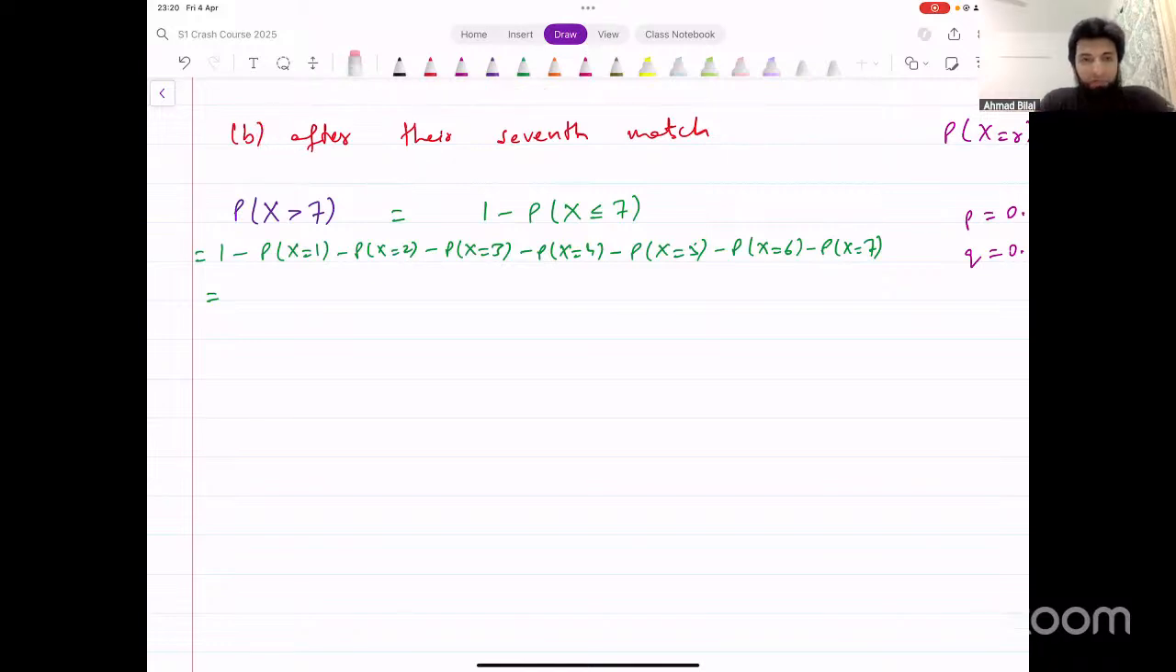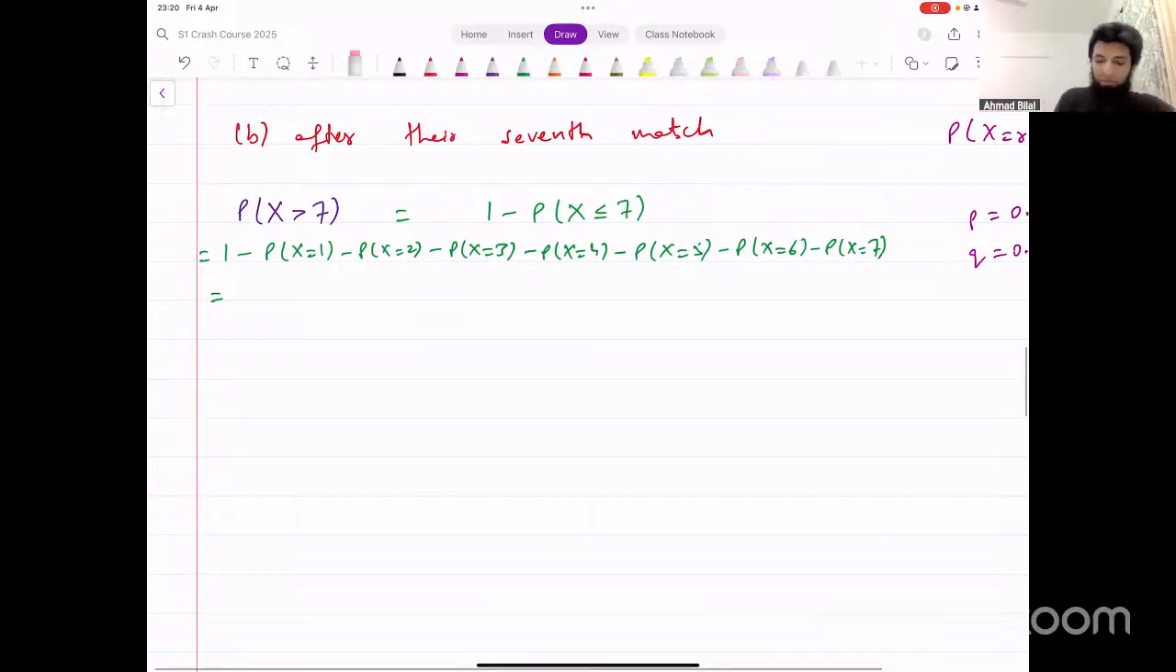Now, if the first win comes after the 7th match, now hear me out very carefully. If the first win comes after the 7th match, what does that tell you about the first 7 matches? If the first time that the team wins is after the 7th match, that means you lost the first match, you lost the second match, you lost the third match, all the way up to the 7th match, you lost all of them. Let me write that down here.